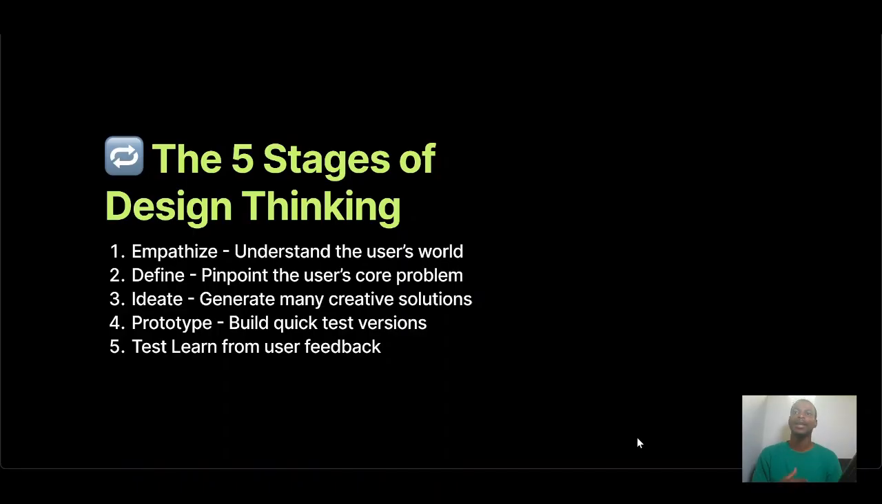The next stage is define. Defining is basically and structurally itemizing the problems you have discovered. Now you have empathized with your users. You now know, oh, this is what they are going through. Defining now is structurally itemizing what the problem is, having a clear direction, a clear understanding of what the problem really is.